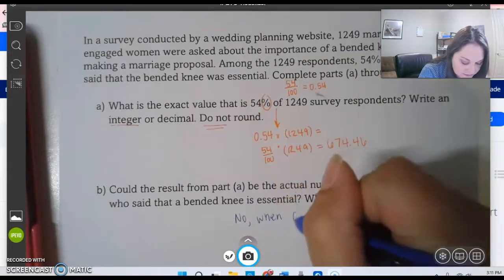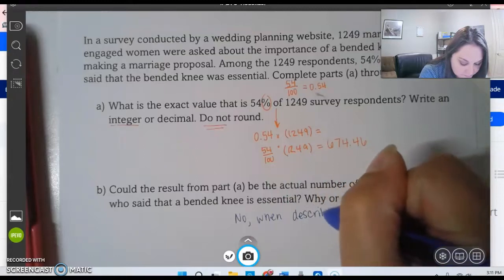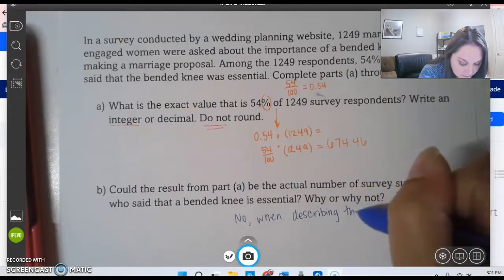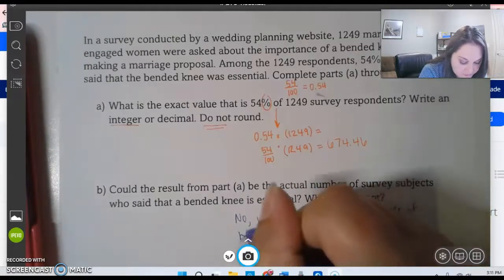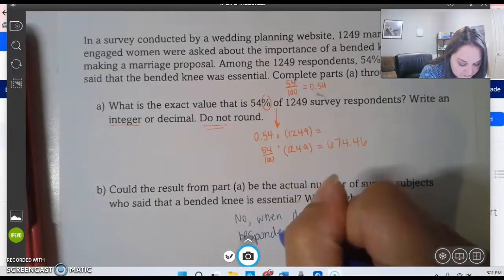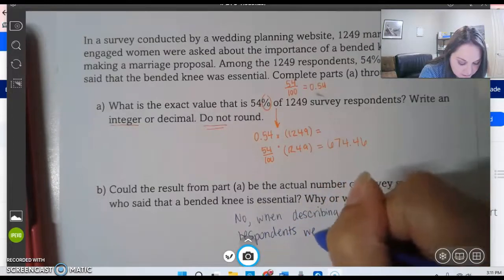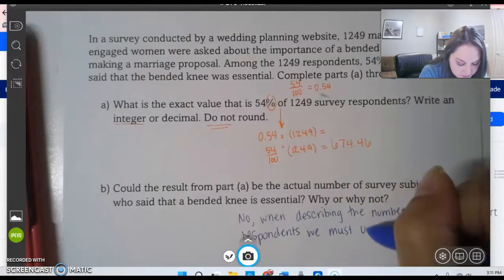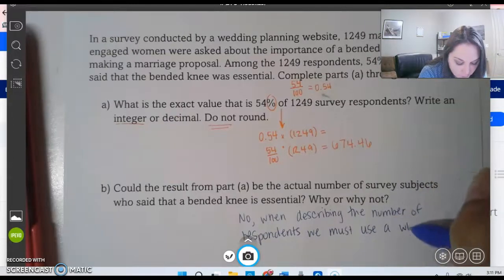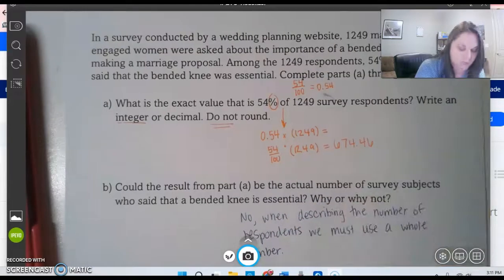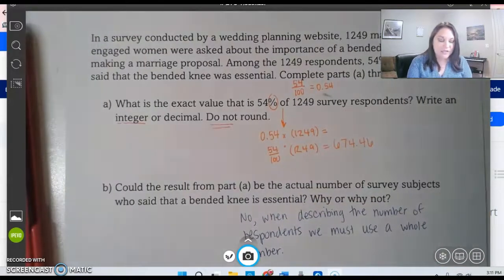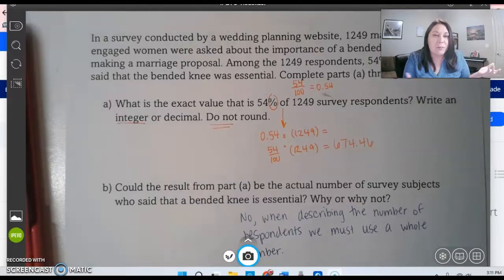When describing the number of respondents, we must use a whole number. And you can answer that however you want. You don't have to watch this video. But that is just the fact that you can't have a fraction or a decimal of a person.